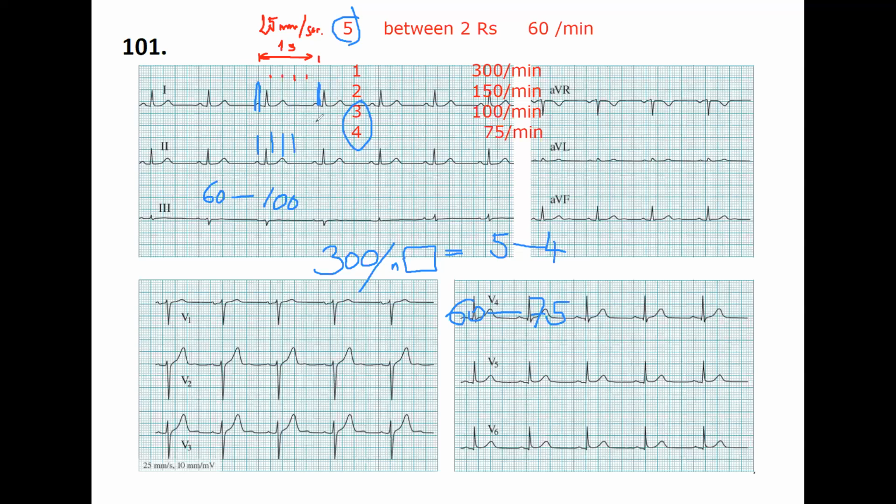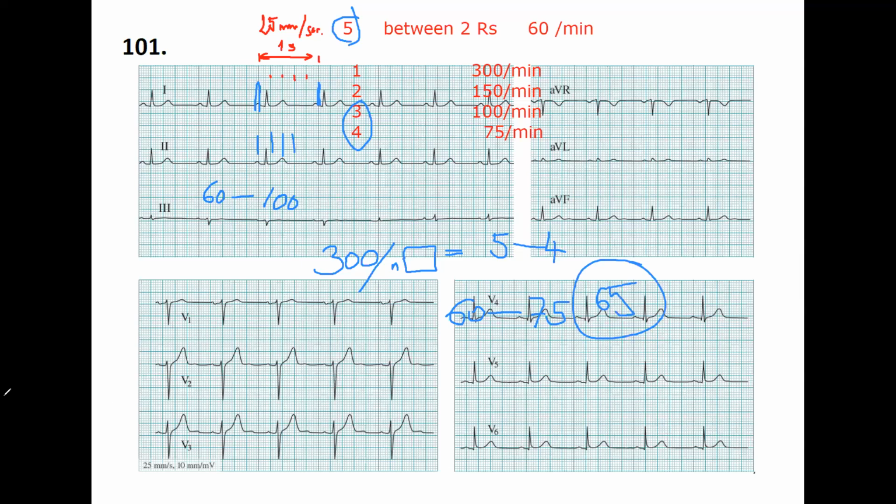Now you can guess it. If it's closer to, for example, the 5 squares, you can go closer to 60. If it's closer to the 4, it goes closer to 75. In our case, for example, 1, 2, 3, 4, almost 5. So you can say that's around, for example, 65 beats. Okay, this is how you guess it.